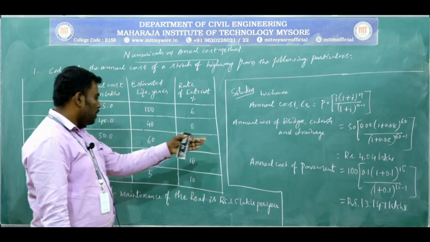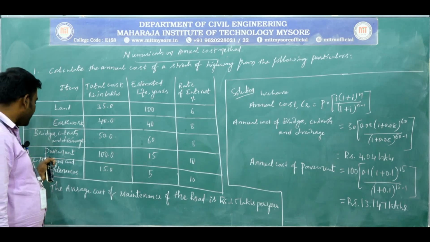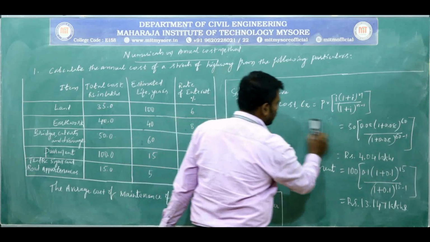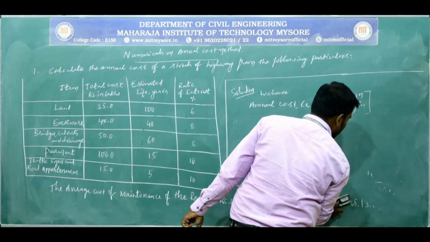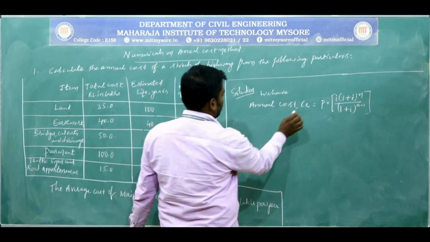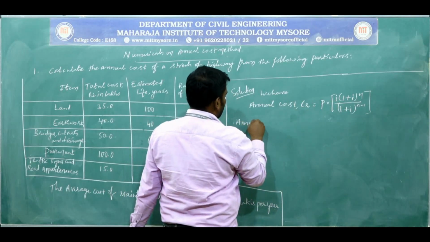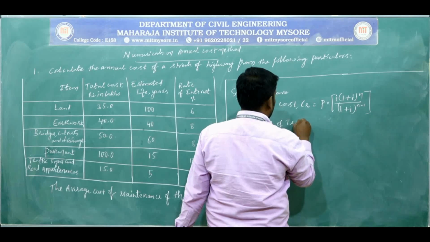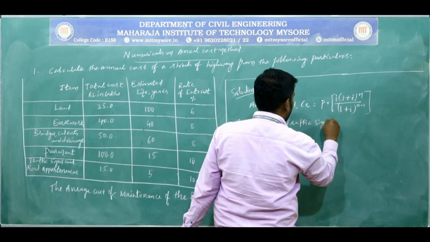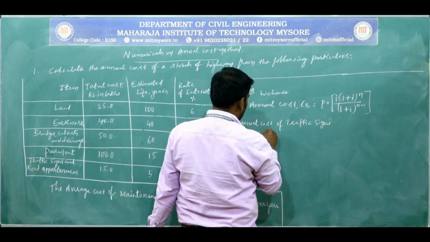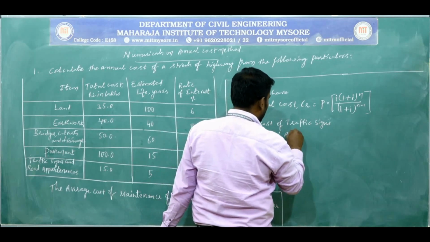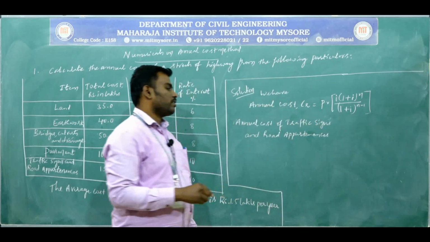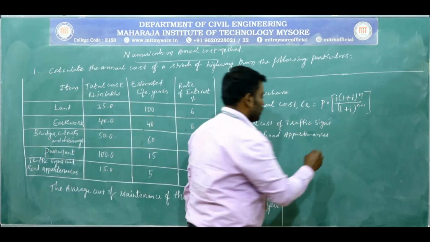Is it clear? Okay, what is the next item? The next item is traffic signs and road appurtenances. Next is the annual cost of traffic signs and road appurtenances.